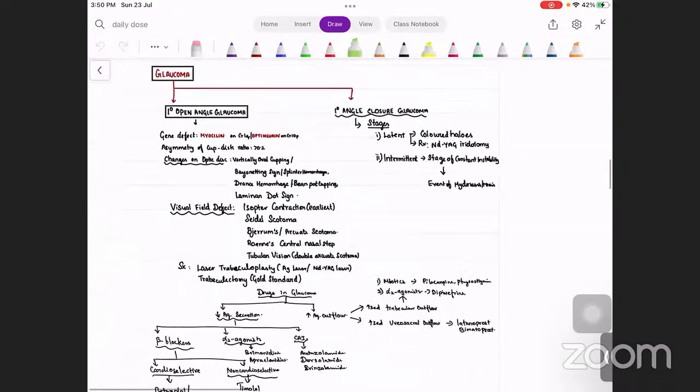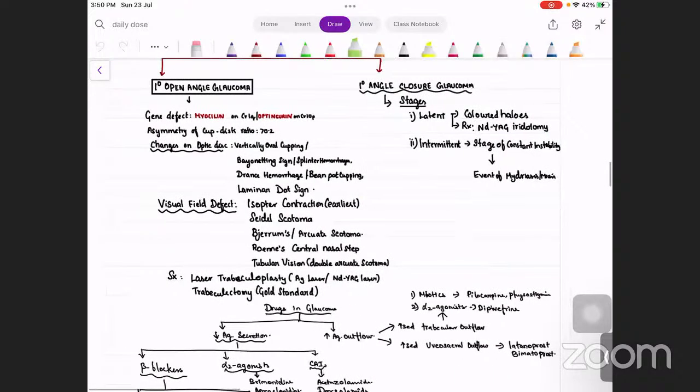Primary open angle and primary angle closure glaucoma. Gene defect is myocilin gene, which is on chromosome 1q, and optineurin gene, which is on chromosome 10p. Asymmetry of cup disc ratio in primary open angle glaucoma is more than 0.2. What are the changes you may see? Vertically oval cupping, bayoneting sign, splinter hemorrhage, Baring's hemorrhage or bean pot cupping, and laminar dot sign.